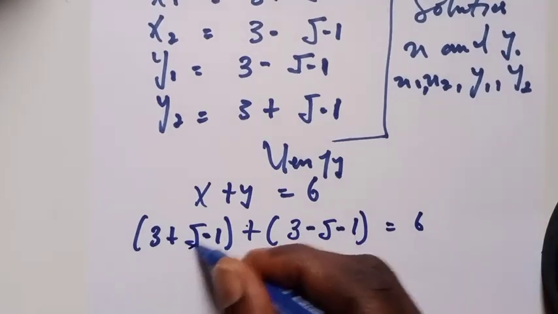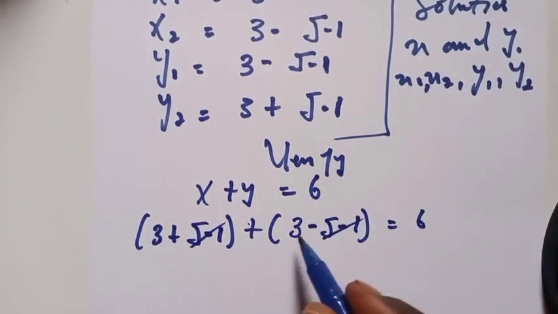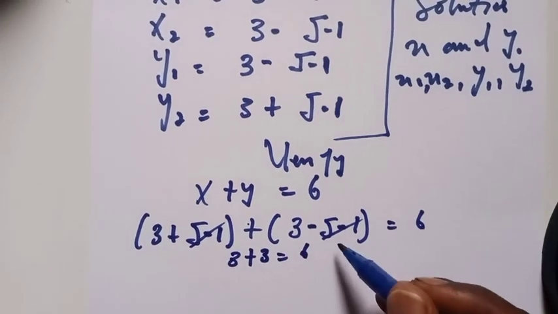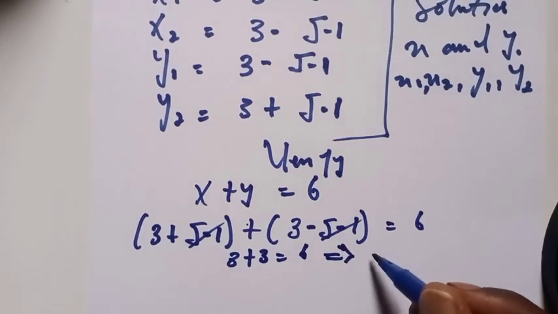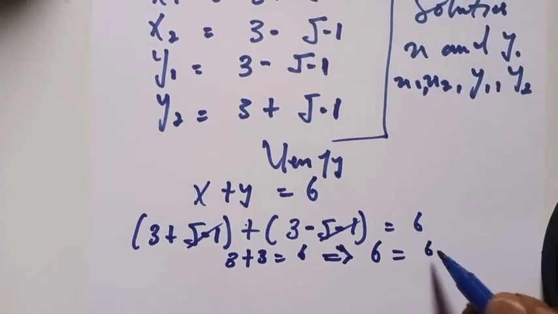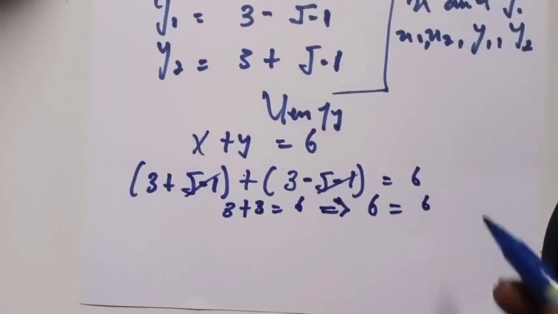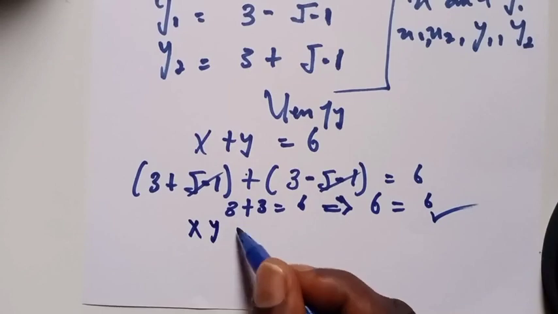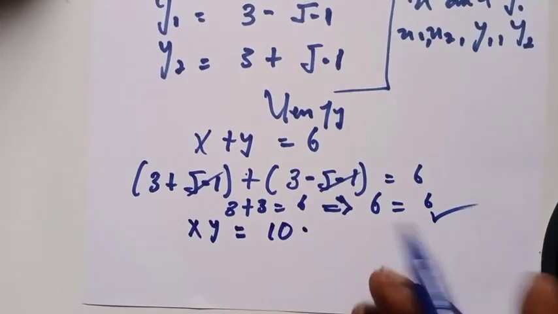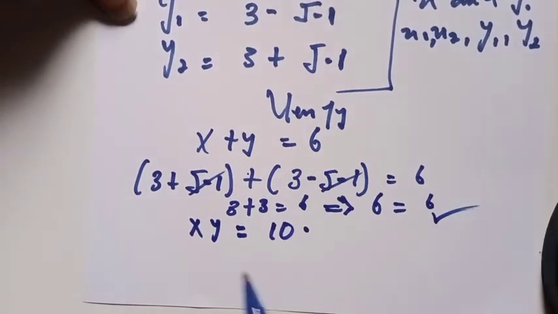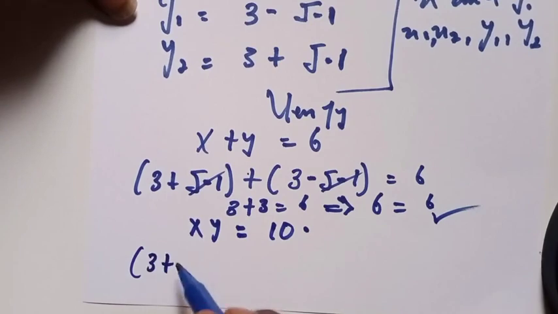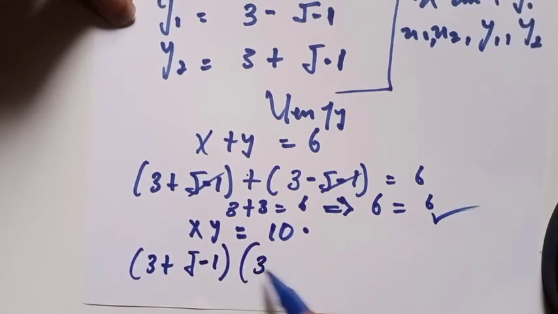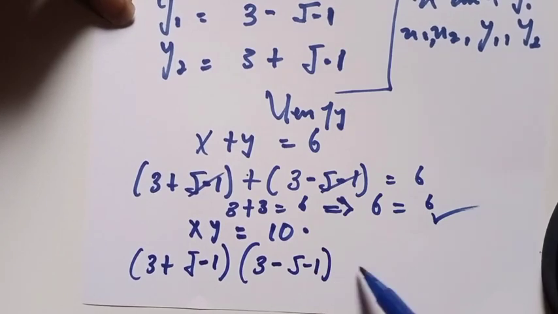Now if you open this up, this cancels this. We have 3 plus 3 equals 6. Now this is 6 equals 6, which verifies the equation. Now for the second one, x times y equals 10. So this will be 3 plus root minus 1, times 3 minus root minus 1, equals 10.